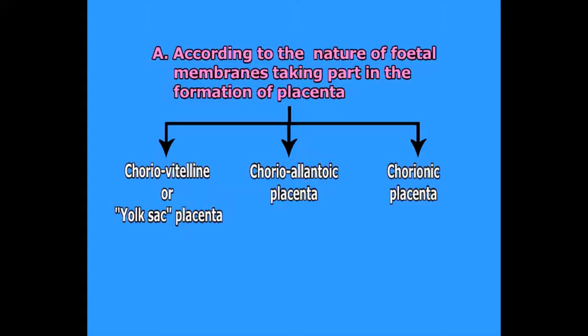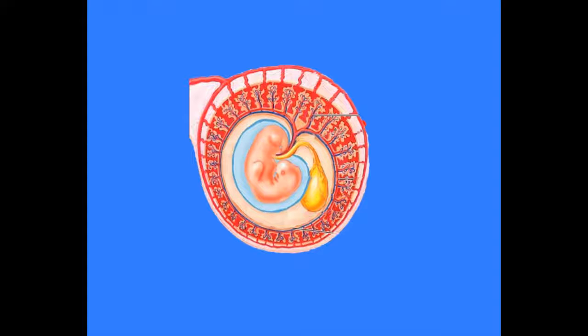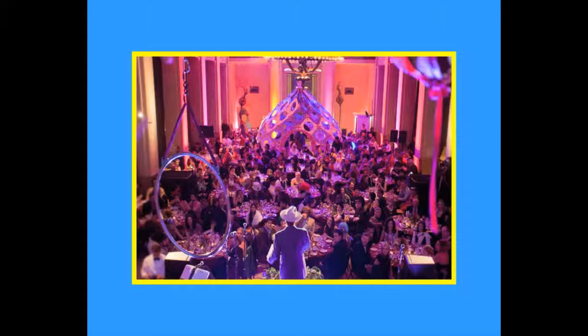Number 3. Chorionic placenta. The chorionic placenta is formed of thickened layer of chorion containing sinuses filled with maternal blood. Chorionic villi containing fetal connective tissue and capillaries expand and cross the chorionic lacunae. Chorionic type of placenta is found in human beings.